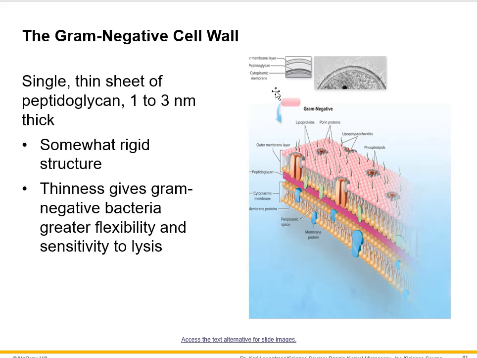The gram-negative cell has a thin layer, 1 to 3 nanometers thick, of peptidoglycan. It's a somewhat rigid structure. The thinness, though, of the gram-negative gives it flexibility. So a lot of times those spirochetes are going to be gram-negative because it gives them more flexibility. And they are a little more sensitive to lysis by changes in osmotic pressure. So if you have a very salty environment or a very watery environment, it's going to be more sensitive to lysing for that reason.